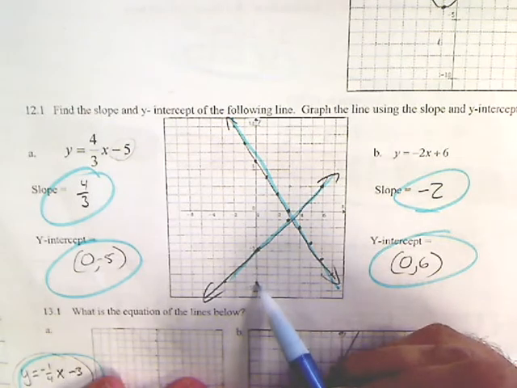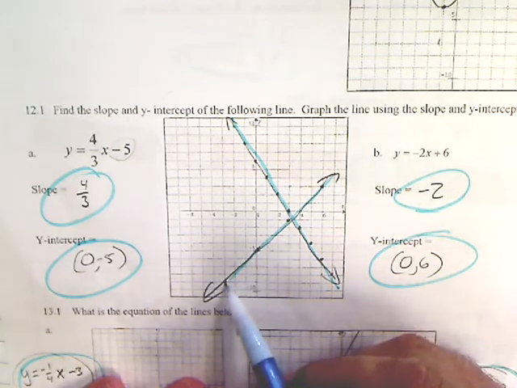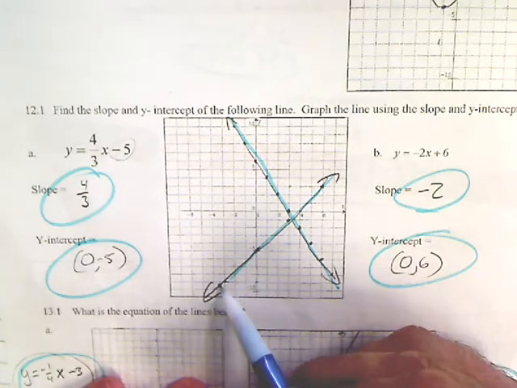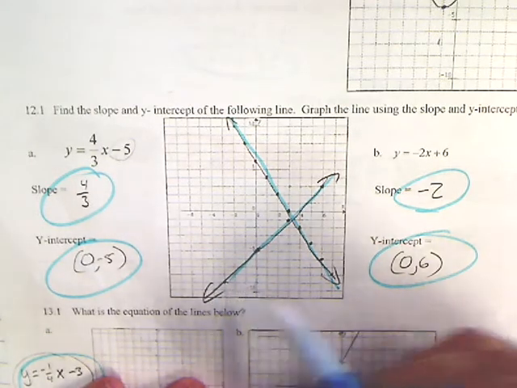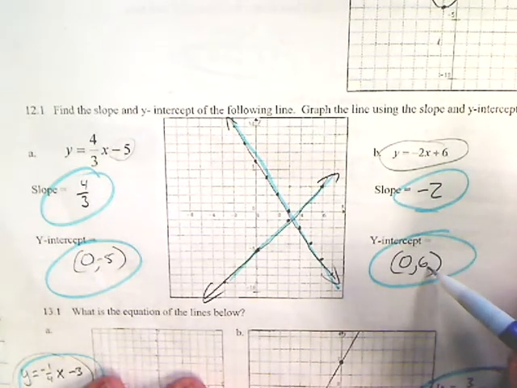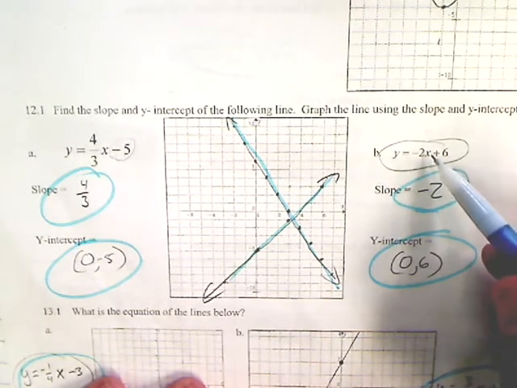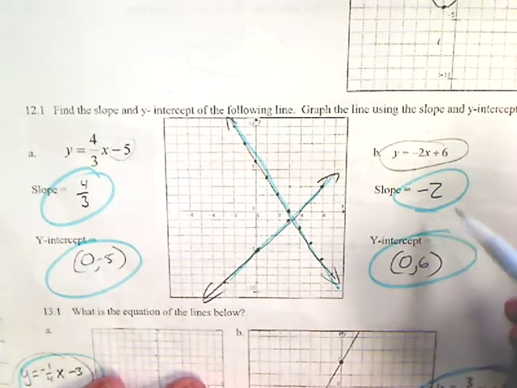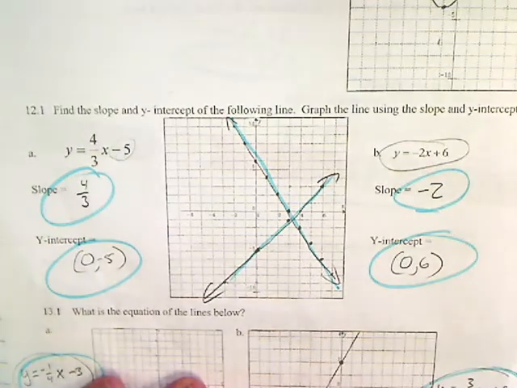Or I can go down 4, but I have to go back 3. So that's a negative and a negative. What is a negative divided by a negative? It's a positive. On this line, there's my y-intercept, 0, 6. And then my slope is negative 2. You could say negative 2 over 1 if you want. I usually don't, but you can.